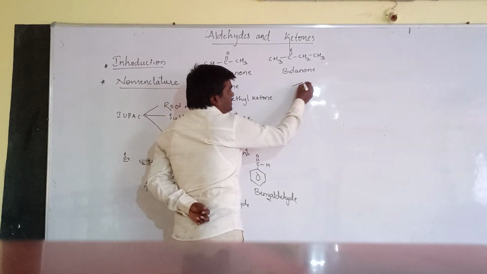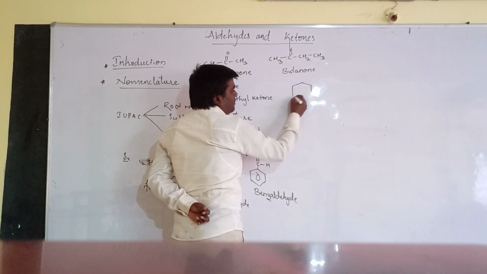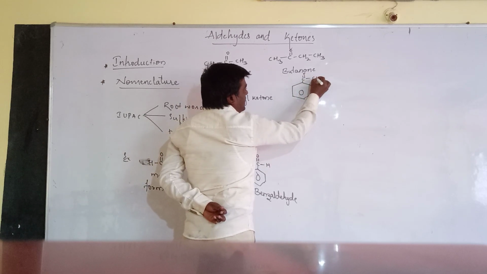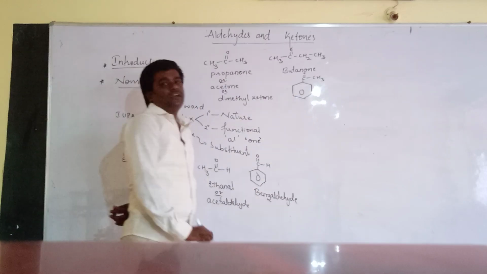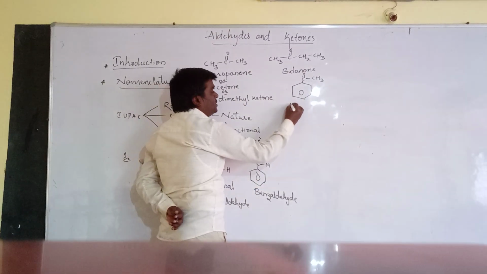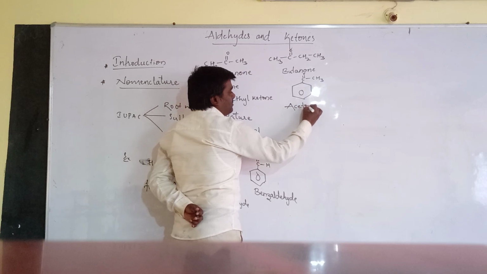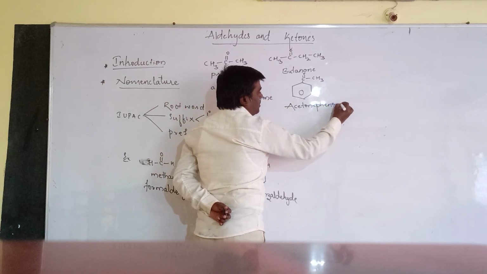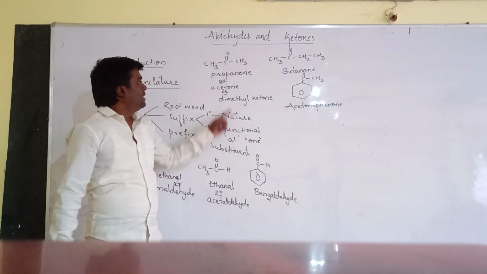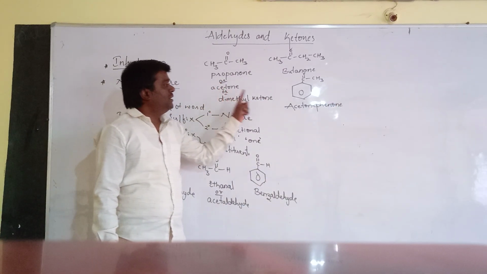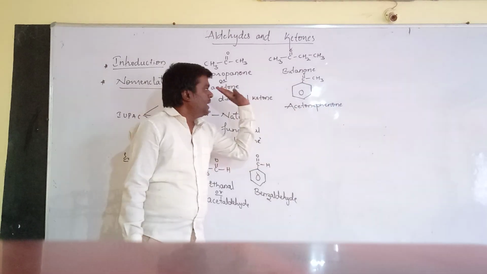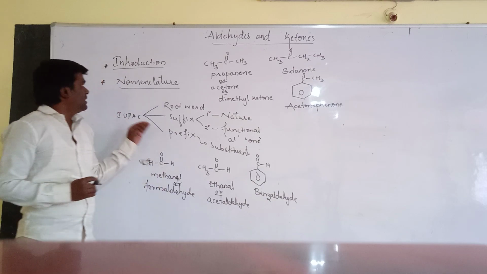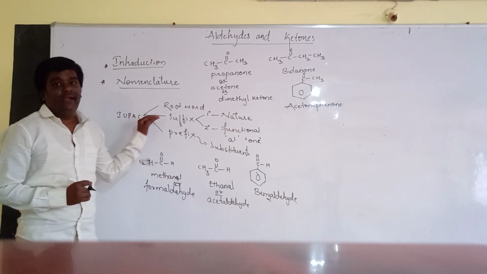Then let us see another example containing a benzene ring, C double bond O, CH3. The name of the compound is acetophenone. The important compounds of ketones are propanone or acetone, and acetophenone. And this is about the nomenclature of aldehydes and ketones.